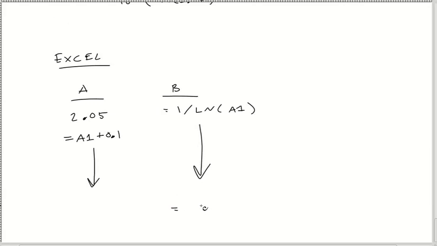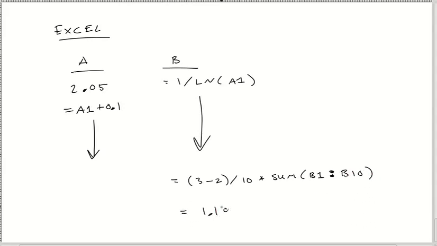At the very bottom of my list, I'm going to say equals 3 minus 2 divided by 10 times the sum of B1 colon B10, where we're going to end. And then it gives you your answer, which would be 1.118107. I want to show you that right quick. Then we're going to do the trapezoid rule and Simpson's rule and all that kind of stuff. This is, you can say, a prototype of what you're going to be doing for any of the other problems in this section.